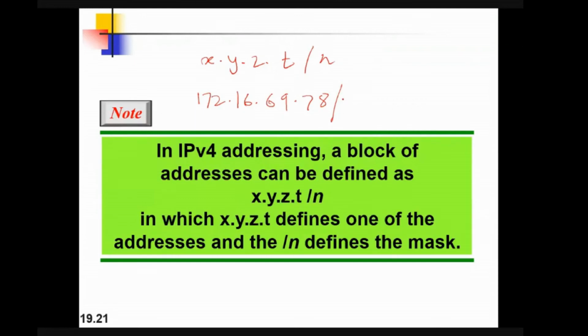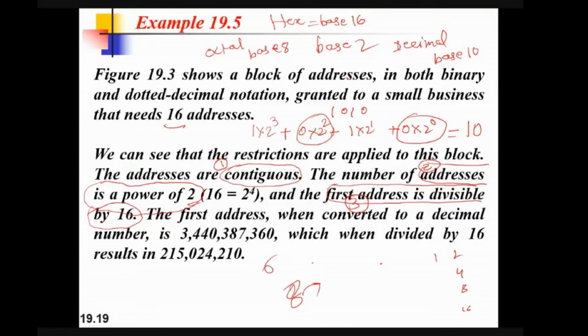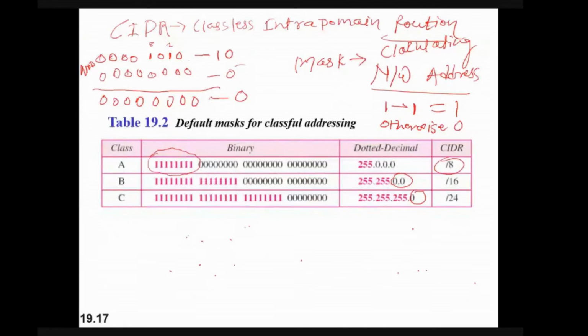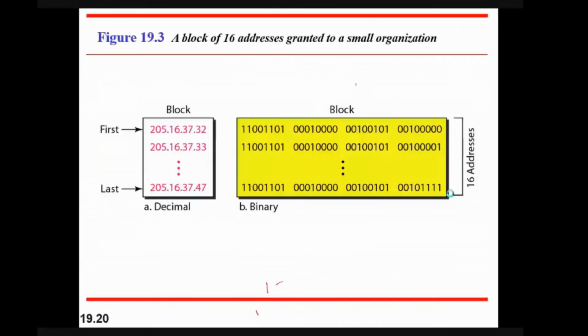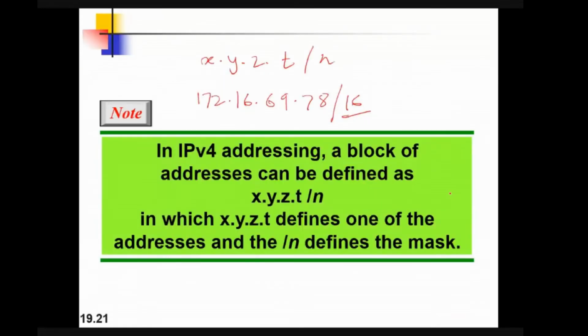So /16 is the mask of class B. Class B has 16 ones in its mask. This is what we have studied. Class A has 8, class C has 24. So your CIDR address can be represented like this.